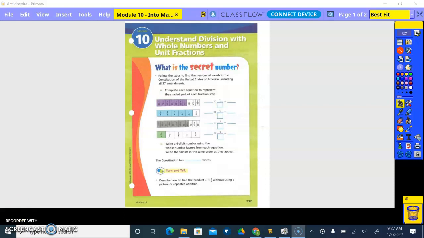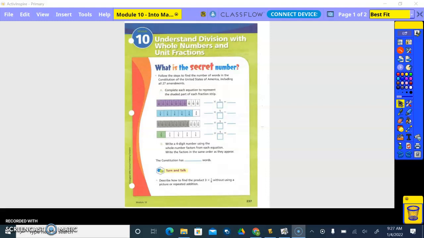Grade 5 math, module 10: understand division with whole numbers and unit fractions. So we've talked about unit fractions before, right? Okay, and unit fractions have what in the numerator? 1, right? Okay, so what is the secret number? Follow the steps to find the number of words in the Constitution of the United States of America, including all 27 amendments. Complete each equation to represent the shaded part of each fraction strip.